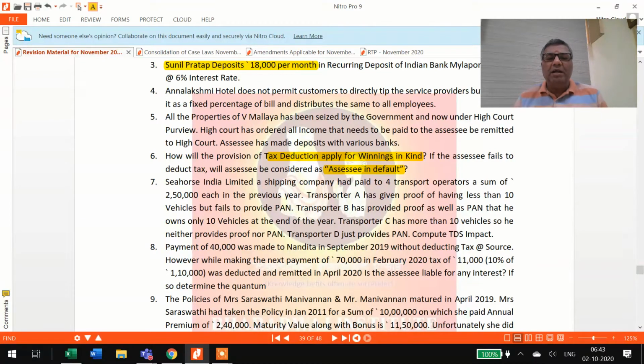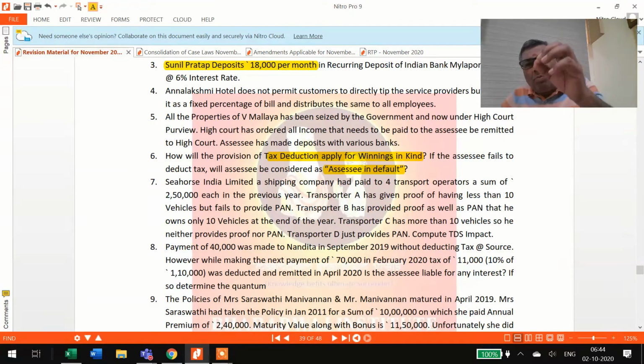Seashore India Limited, a shipping company, had 4 transport operators. Okay, so transport operator, one minute. Section 194C, is it applicable for a transport operator? The answer is two-way. One, generally yes, but if the transport operator provides a declaration, on the declaration what will he say? That I don't own more than 10 vehicles.